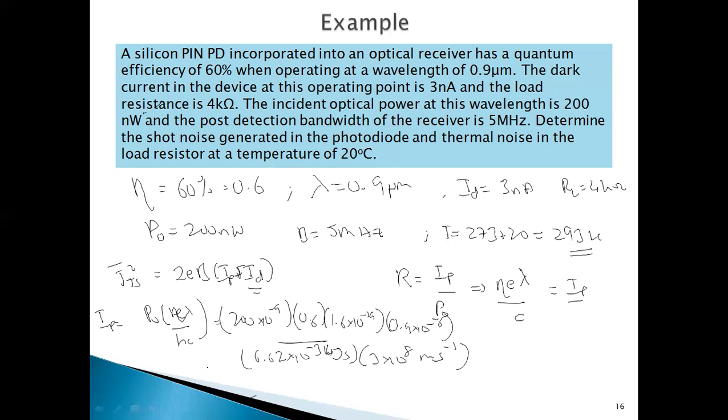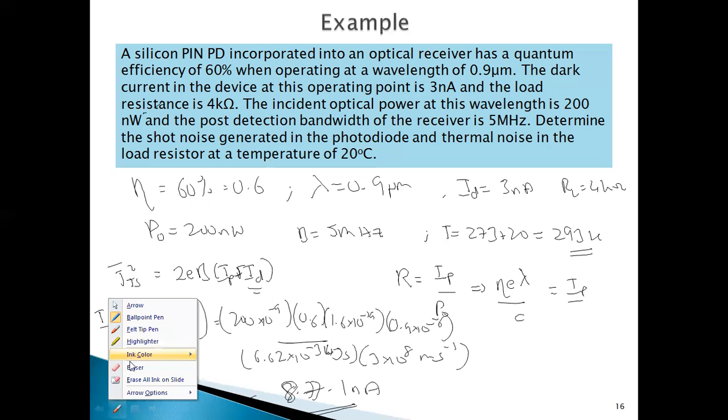Okay, so from here, you can calculate the IP, the photocurrent value, which shall then equal 87.1 nanoampere. So that should be the amount of photocurrent that can be generated by this photodiode of silicon type, yeah. Okay, so if we obtain the IP, we can use it to calculate the total shot noise current now.